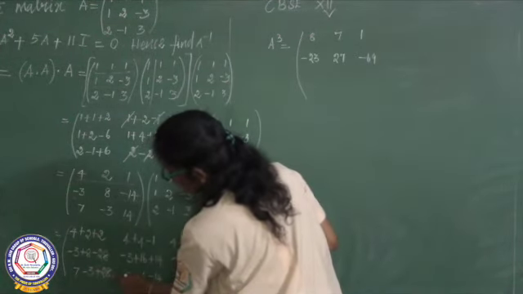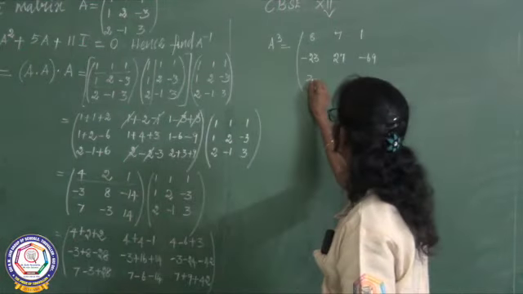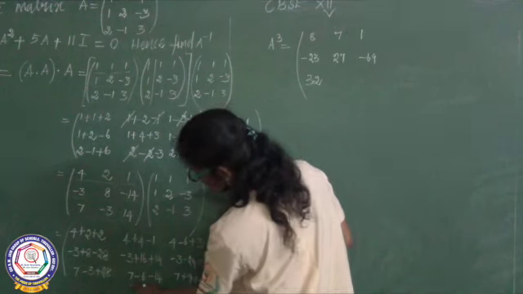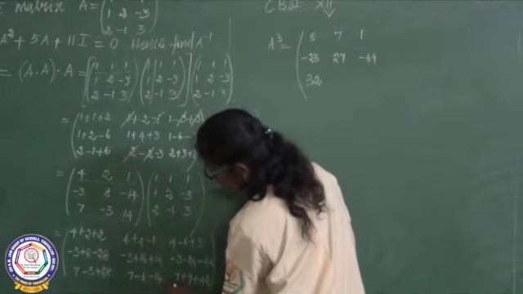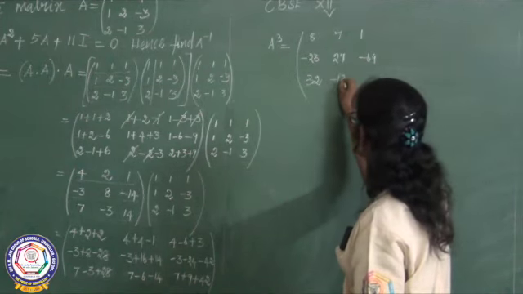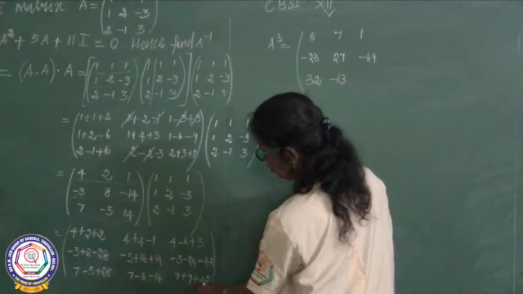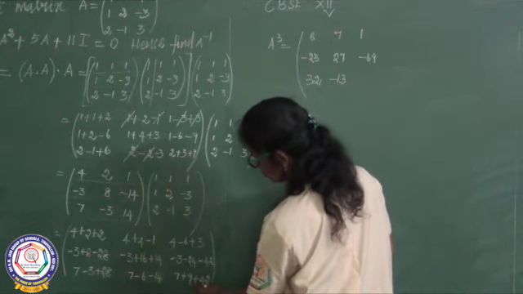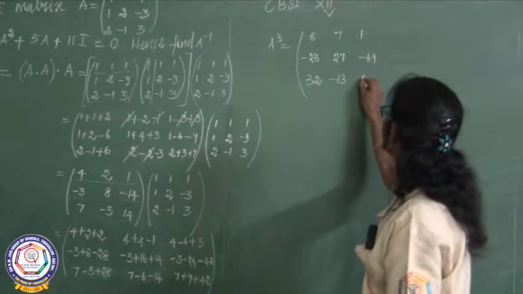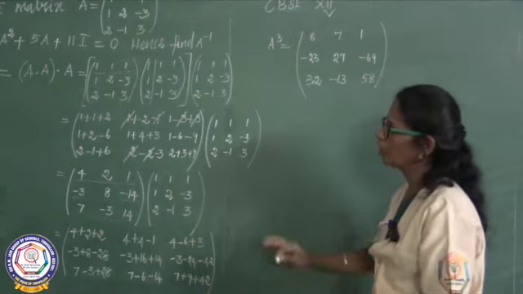7 plus 28, 35, 35 minus 3, 32. Minus 7 minus 6, 1. Minus 14. So what you will get? Minus 13. 7 plus 9, 16. 16 plus 42, 58. A cube we got.